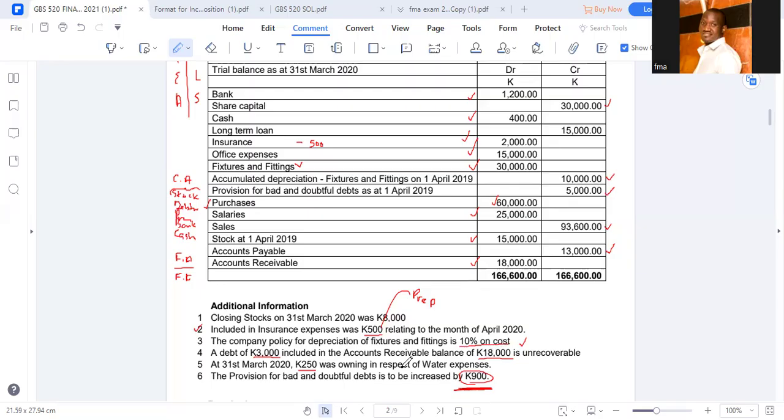On top of this, we also need to adjust for 900 because our provision for doubtful debts increased by 900. On top of that, we already have a provision for doubtful debts, which is 5,000. So we need to adjust that. So these are the adjustments that we need to take account of. All right. Any questions so far? Are we together?